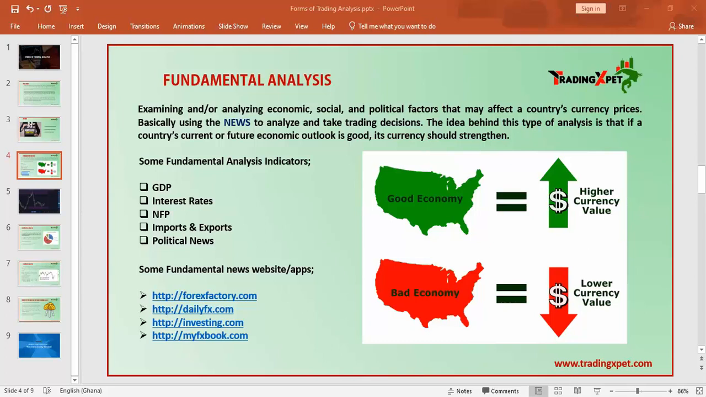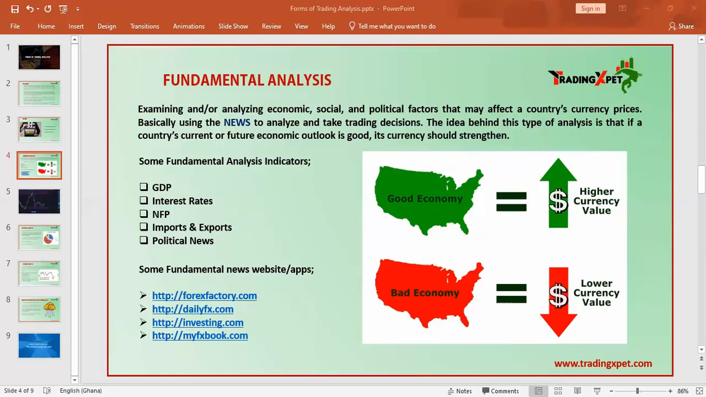And it also gives information on the unemployment rate in the US. It also gives information on the average hourly earnings of workers. It also gives information about the previous month's NFP.